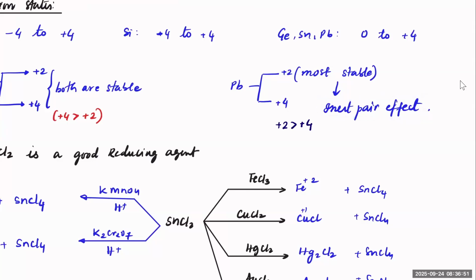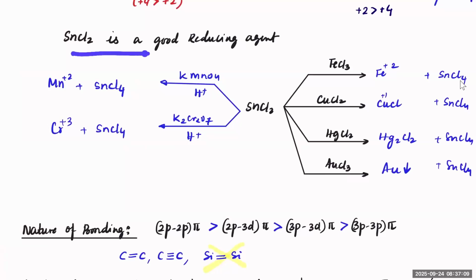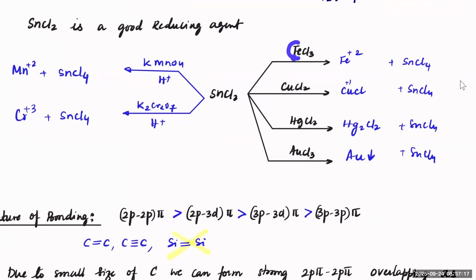Inert pair effect is the ability of s orbitals not to participate in bonding. And why does that happen? Because of lanthanoid contraction, 4f electrons give a poor shielding effect, because of which the s electrons are strongly attracted. That's why SnCl2 is regarded as a very good reducing agent because it can convert into Sn+4 more easily. So may it be iron Fe+3, copper 2 plus, Hg2 plus, gold 3 plus, MnO4 minus or Cr2O7 2 minus, these are all oxidizing agents in front of SnCl2. They all will get reduced.